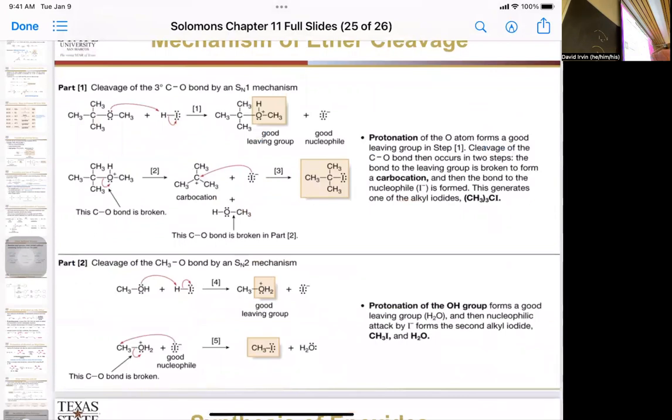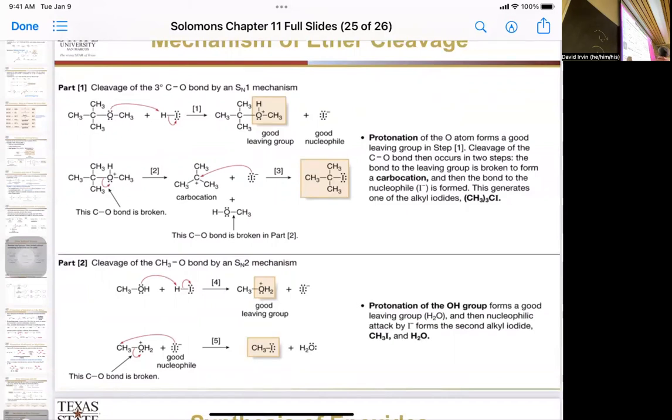Okay, so let's look at the mechanism here. Obviously, the first thing we're going to do is protonate the species to make it a better leaving group. So it's going to kick out as an alcohol right here. And then in this case, we're going to form a carbocation, which then is going to react with the iodide we just created. Then the second one is going to happen to the other, whatever the alcohol was, and we're going to exchange the alcohol, just like we did before converting an alkyl halide. We're going to protonate it first, then we're going to hit it with a nucleophile.